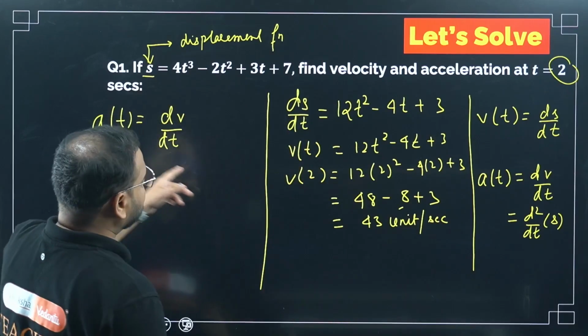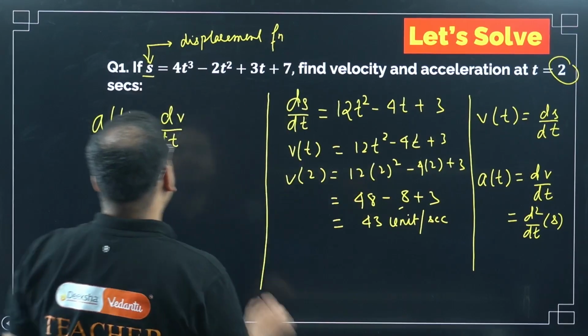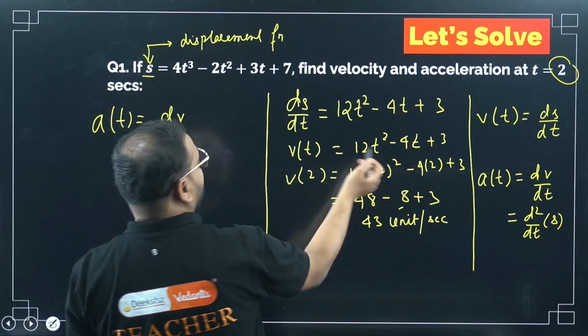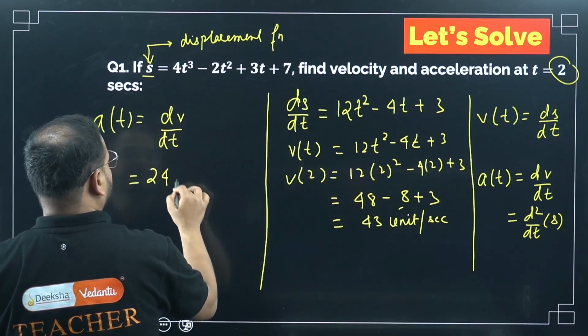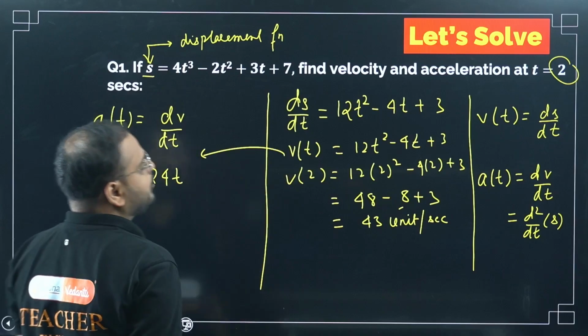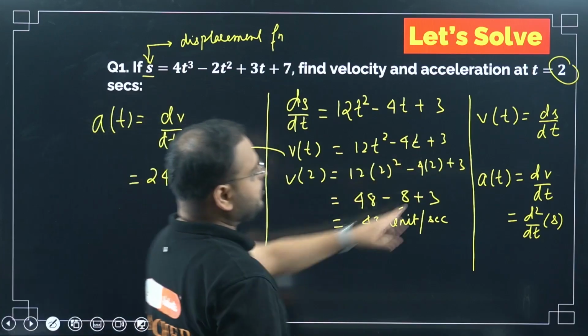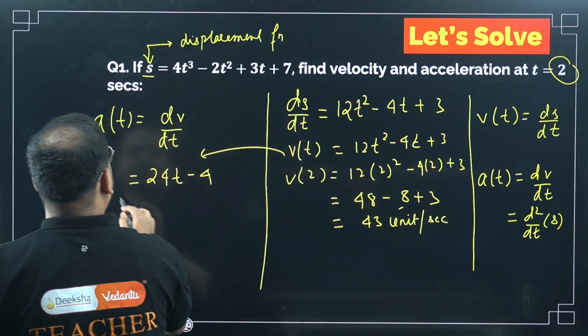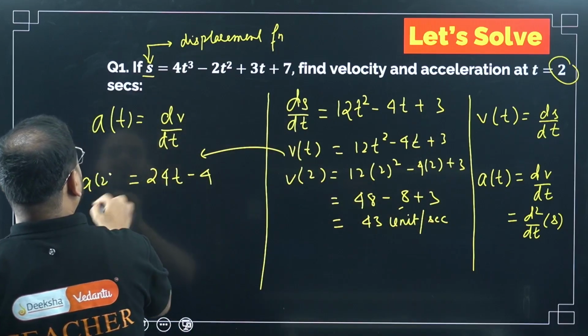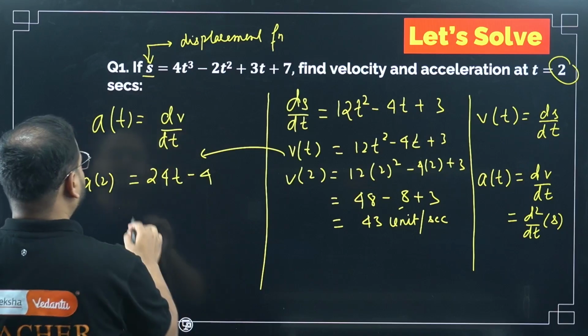Next is dv by dt. So I'll differentiate this part again. What am I going to get? Please check. It will become 24t. I'm doing 24t from here. 24t minus 4, right? 4 differentiated will be 0, it's a constant. So again, what I have to find is a at 2 only, acceleration at 2 only.